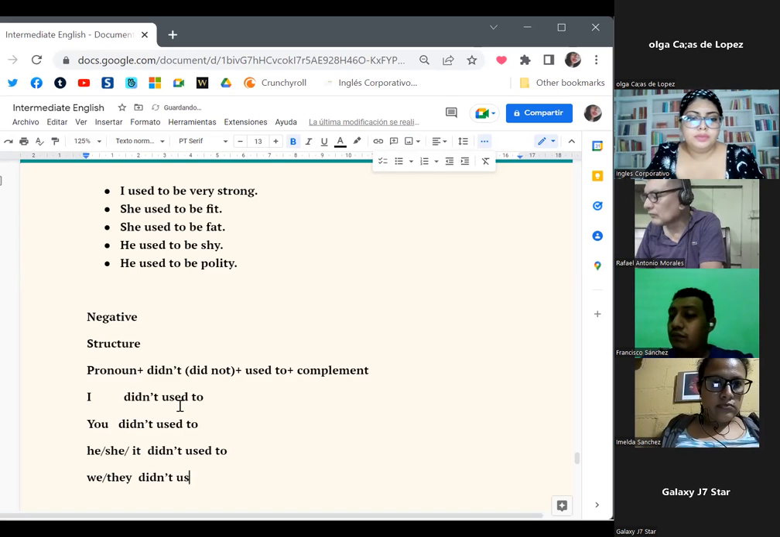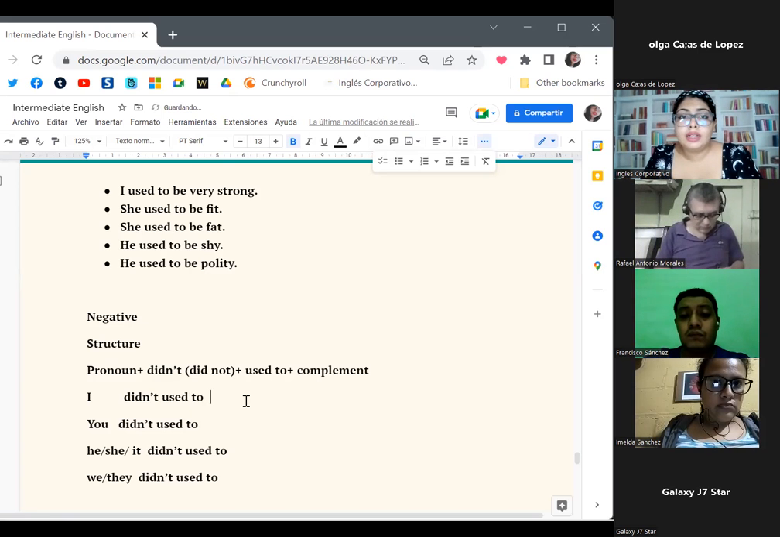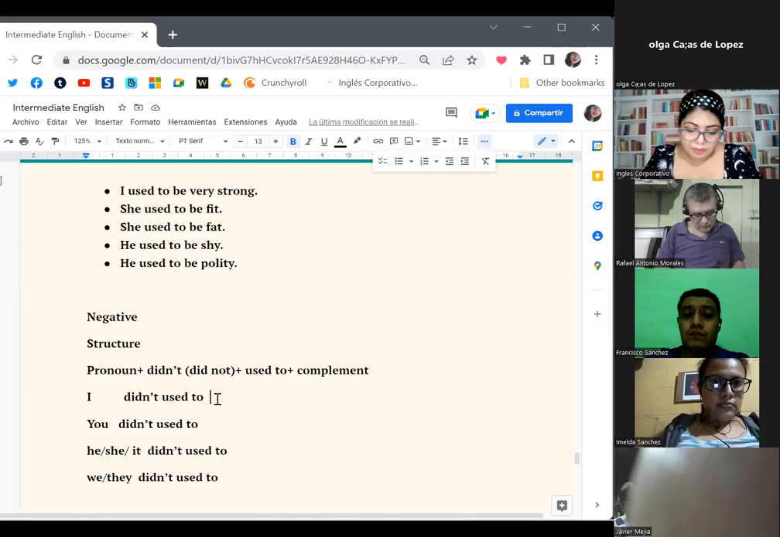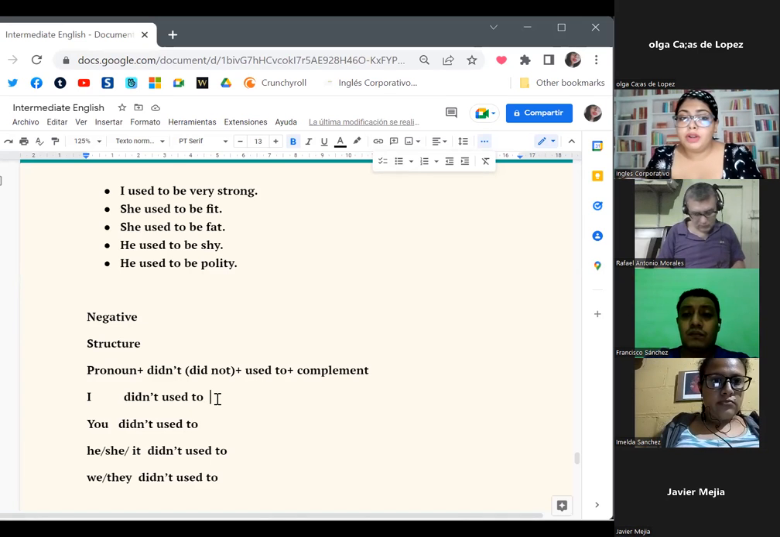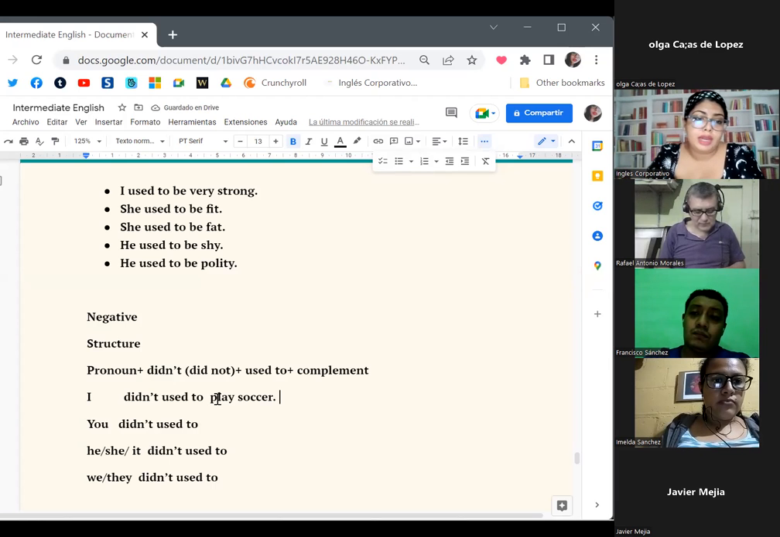And didn't use to. Then we are going to write the complement. Well, then we have, in this case, the complement with the verb. We are going to add a verb in this space. So we are going to write, I didn't use to play soccer. Yo no solía jugar soccer o fútbol o balompié.